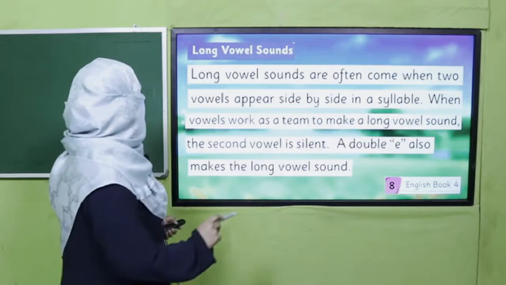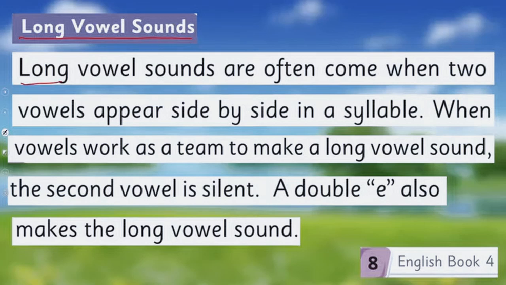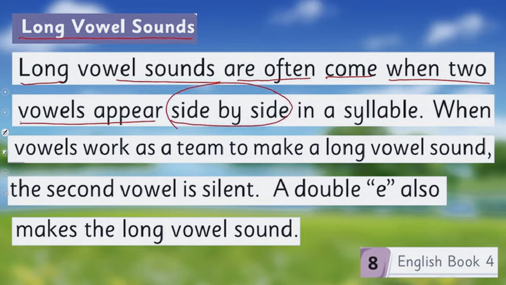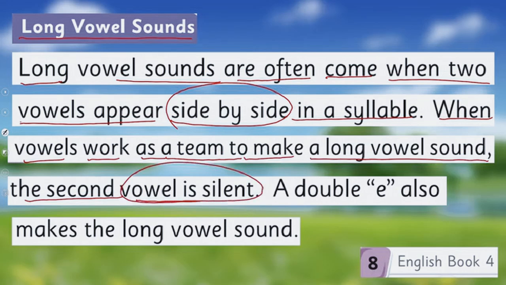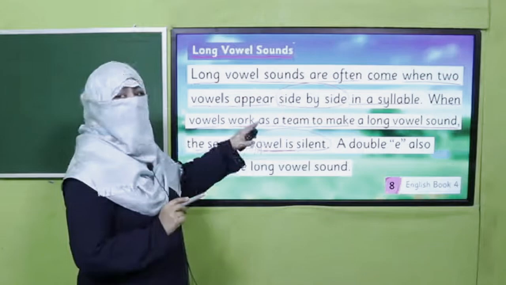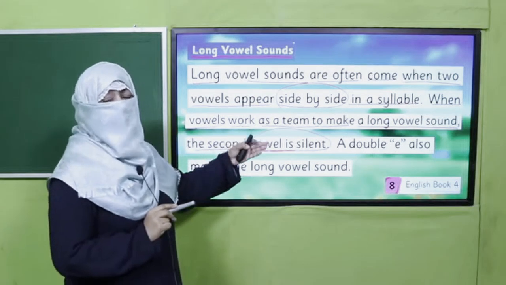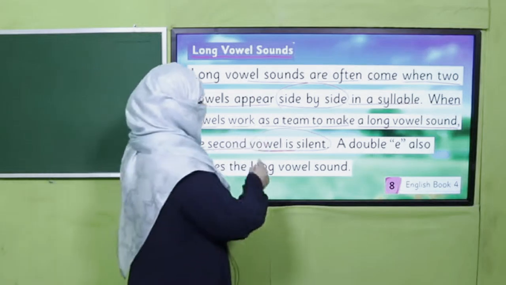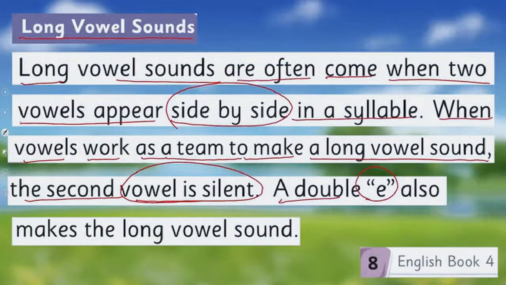So the long vowel sounds often come when two vowels appear side by side in a syllable, as I told you. When vowels work as a team to make a long vowel sound, the second vowel is silent. As I told you, the second is silent and the first will give its long sound. And what that sound is, is the name of the vowel. So this is what is written over here. And a double E also makes the long vowel sound.